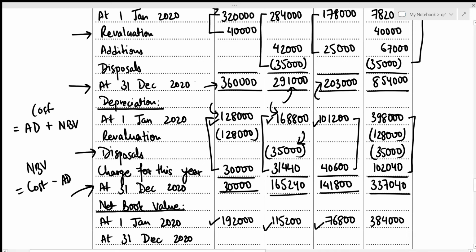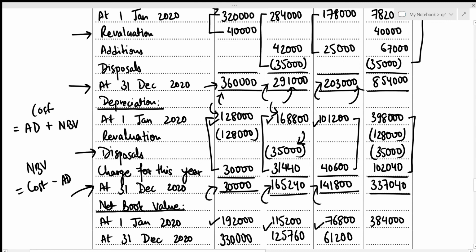Okay, for property, we have our total cost at the ending date of 360,000 and the accumulated depreciation is 30,000. So the net book value at the ending date would be 360,000 minus 30,000, which results in the value of 330,000. Now we repeat the same process for plant and equipment. That's the cost of 291,000 minus the accumulated depreciation of 165,240, which results in the net book value to be 125,760. And for furniture and fixtures, we have the cost of 203,000 minus the accumulated depreciation of 141,800, which results in the net book value to be 61,200.